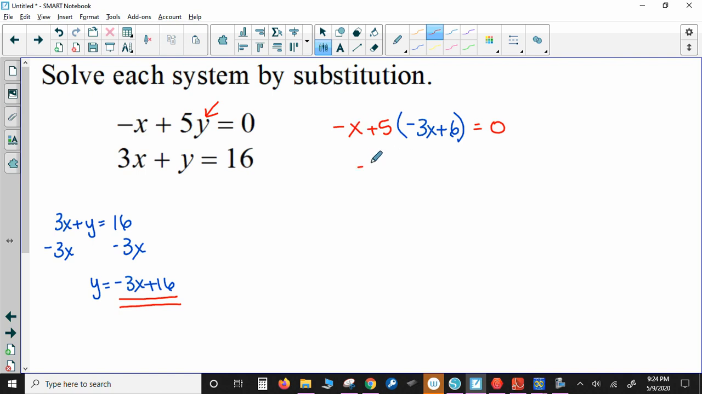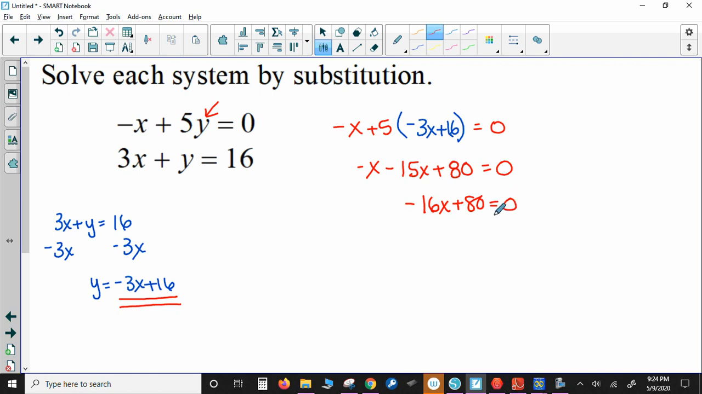So I'm going to bring down this negative x, and I'm going to take this 5, and I'm going to distribute it into the set of parentheses. So 5 times negative 3x gives me negative 15x. 5 times positive 6, that is supposed to be a 16, ladies and gentlemen. I'm glad that I caught that. All right, so I'm sorry, 5 times 16 is positive 80 equals 0. All right, at this point, we're going to combine like terms. Negative x minus 15x gives me negative 16x plus 80 equals 0.